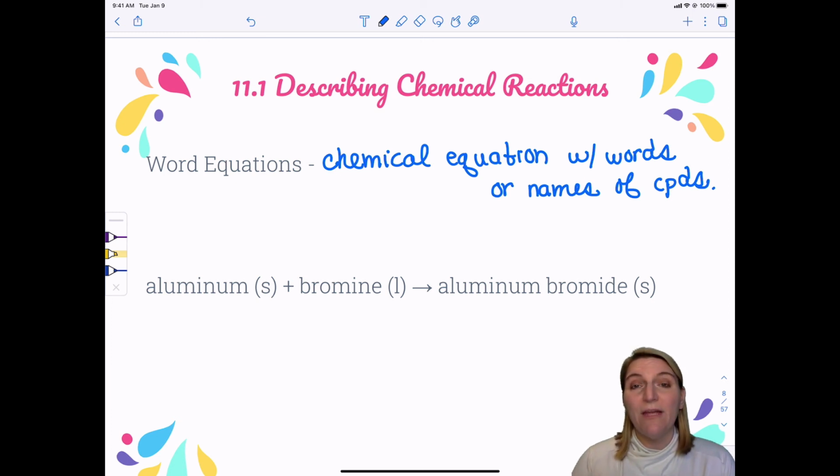Hello. So for the second part of our first section, we're going to be looking more closely at chemical equations and specifically balancing them. So the first thing we have here is what's called a word equation. A word equation is exactly what it sounds like. It's an equation with words. So instead of the formulas for the compounds or elements, we have just the names of them. Aluminum plus bromine yields aluminum bromide. Right? A word equation is a chemical equation with words.